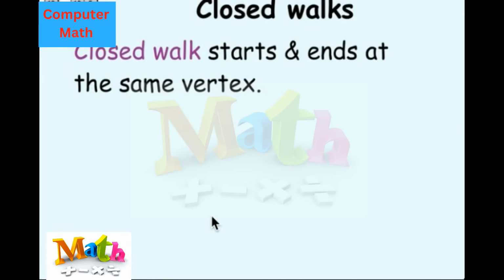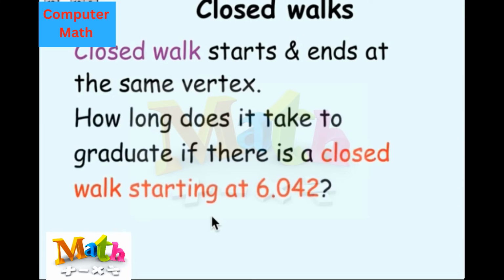Now, what happens if you have a closed walk? Well, a closed walk is a walk that starts and ends at the same vertex. And we can ask this question. Suppose there was a closed walk that started at 6.042 and ended at 6.042. How long does it take to graduate then? Well, it takes a long time, because you can't take 6.042 until you've taken 6.042, and you're never going to be able to take it.